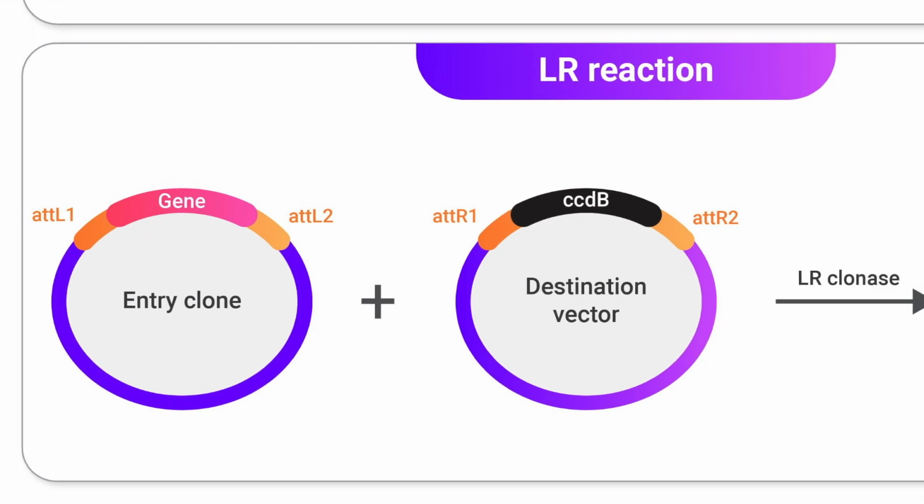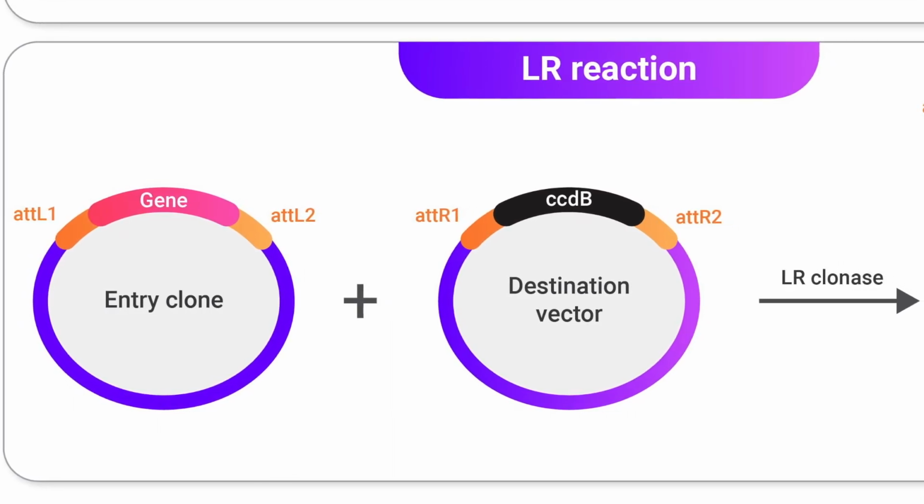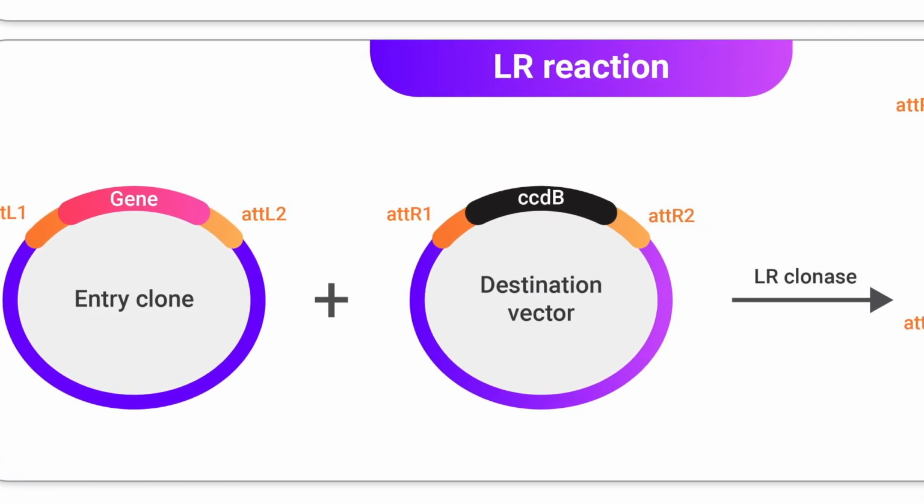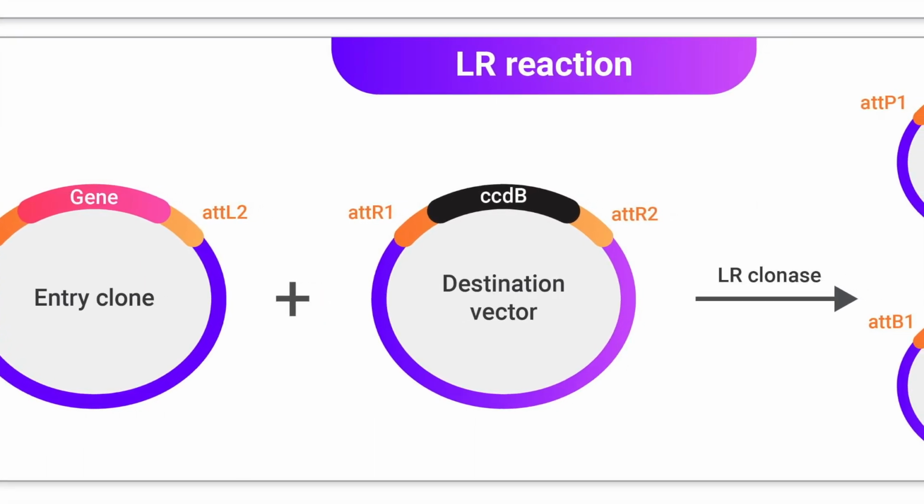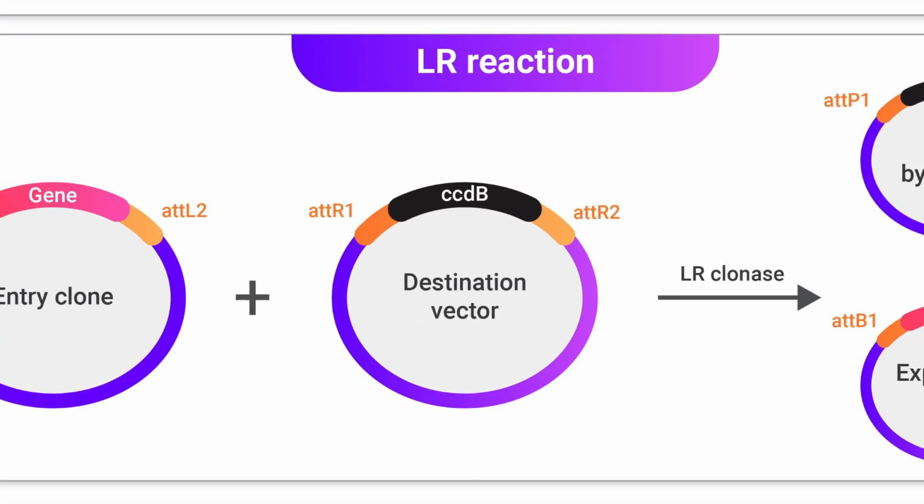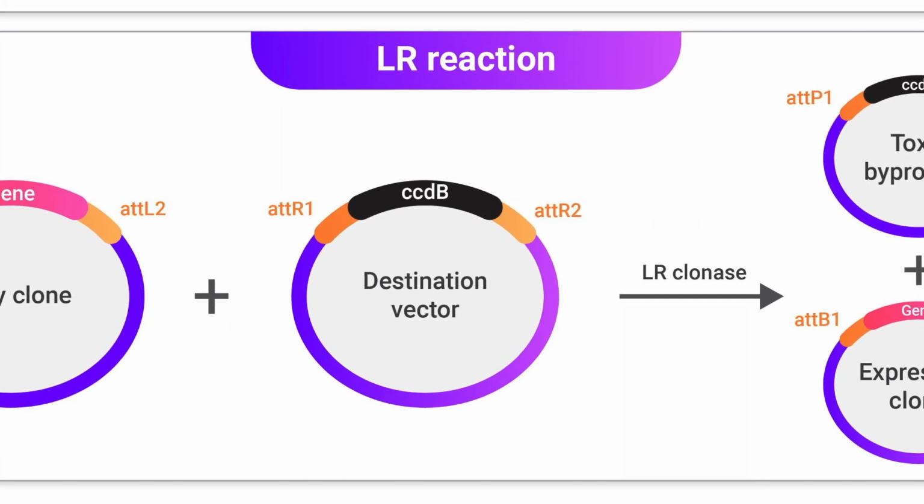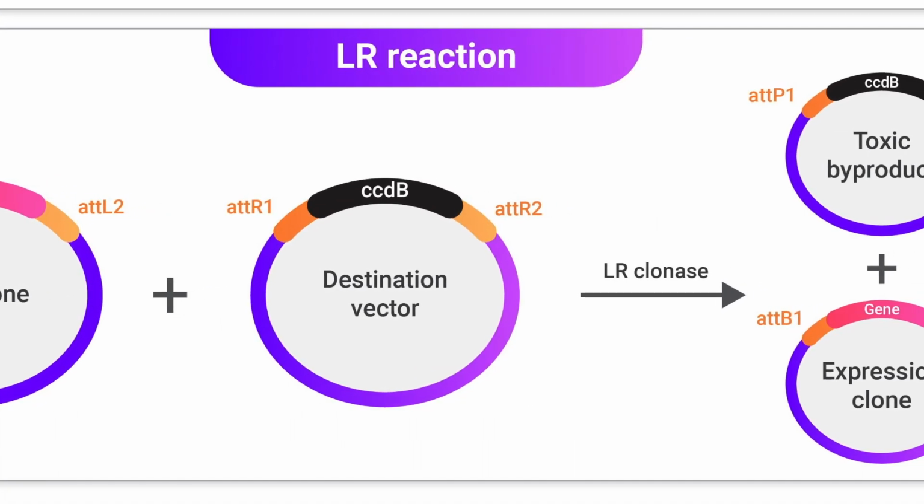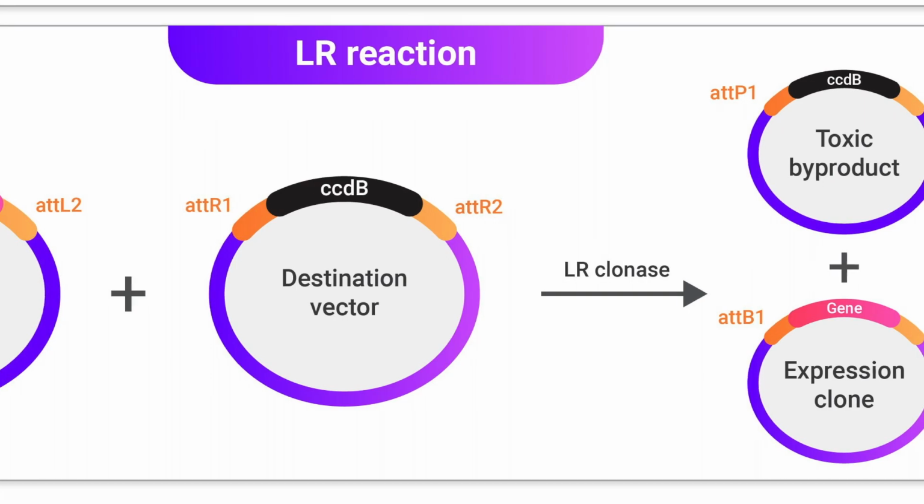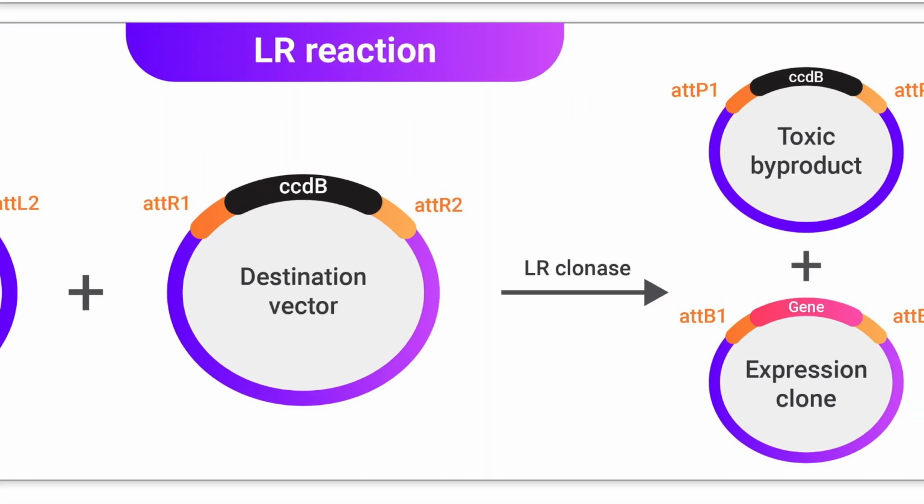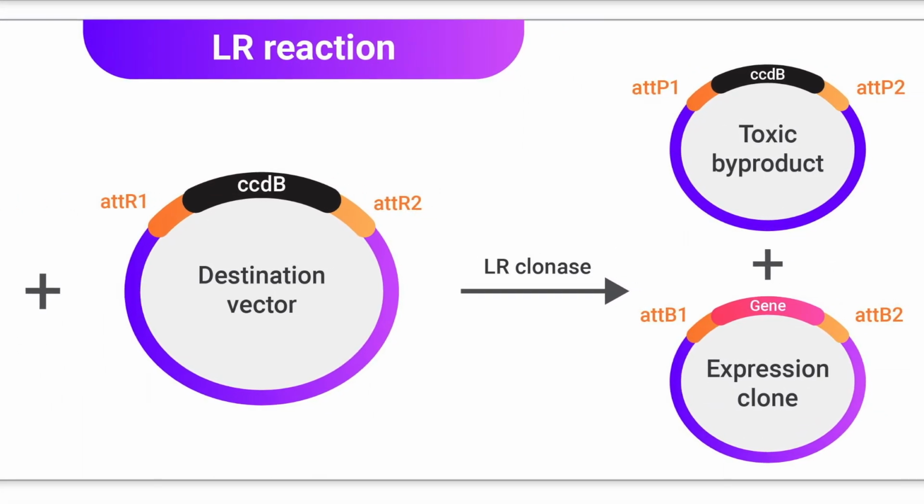The LR reaction then takes place using this entry clone with the insert of interest flanked by the @L sites and a destination vector containing @R sites. Recombination between the @L sites and the @R sites then produces the final vector called the expression clone with the insert of interest flanked by @B sites.